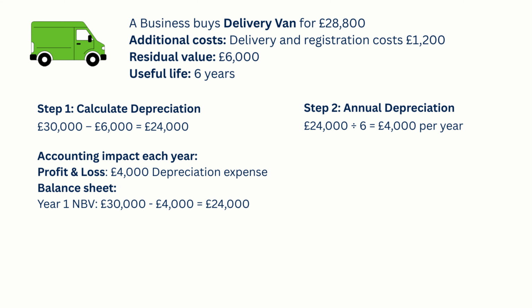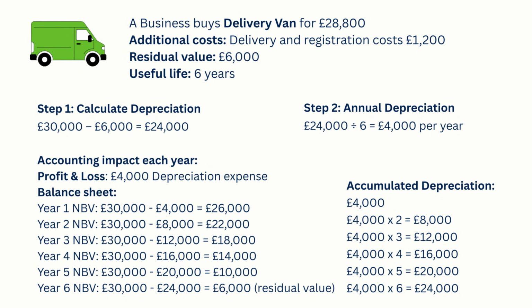Each year, the business records £4,000 depreciation expense in the profit and loss account and reduces profit. Accumulated depreciation builds over time. Each year, we simply add another £4,000. This is why the accumulated depreciation figure grows year by year.